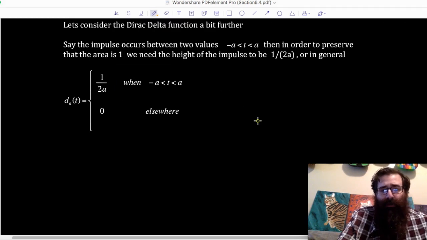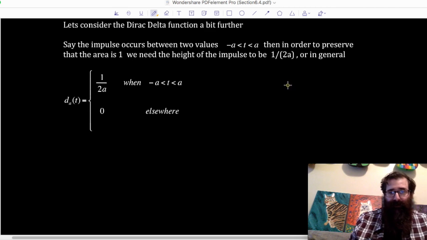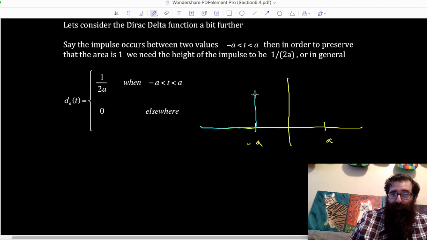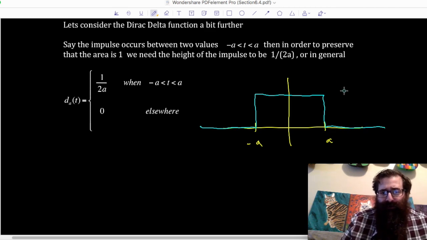And if I want to get a cool picture of this, I certainly can. Try to make this look reasonably symmetric. Negative a to a. How would my delta function look? Well, we'd say here we got nothing going on, 0. And then at negative a, we're going to be up at 1 over 2a, so that would be the height. And we're just going to coast there until we get to a, where we're back down to 0 now. And that's how this would look, right? And in particular, this height would be 1 over 2a.